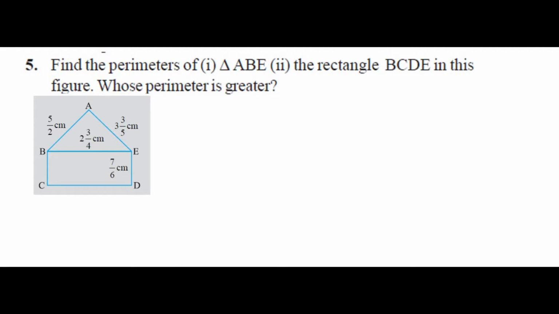So you are all going to see the figure, right? Whose perimeter is greater? You are going to find the perimeter of the triangle ABE, at the same time the perimeter of the rectangle BCDE, and you have to say finally whose perimeter is greater.